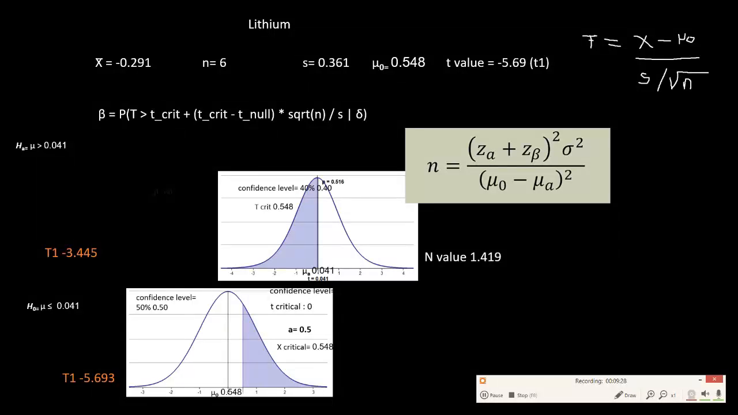Without dividing by sigma over root n, you just get the distance in normal units. But then you divide by sigma over root n, and you get the distance in t value units. So you change the units from normal units, like health index units, to t value units, the number of t values between the two curves.